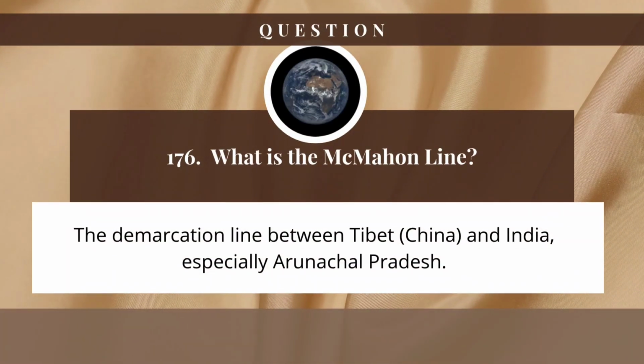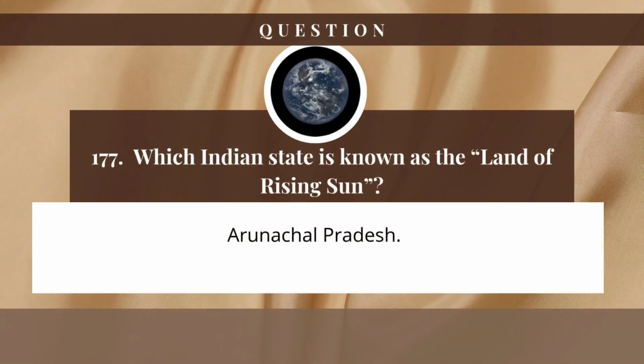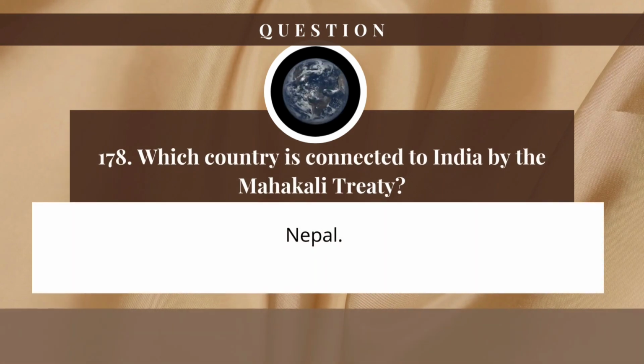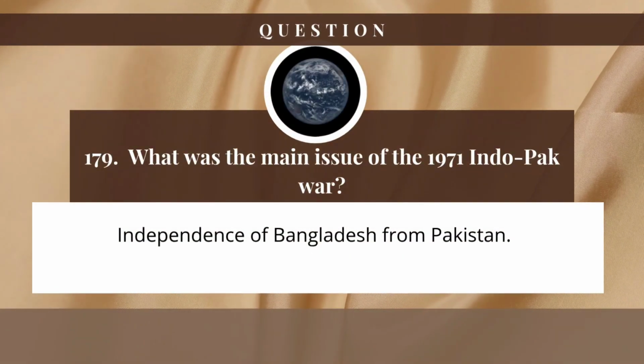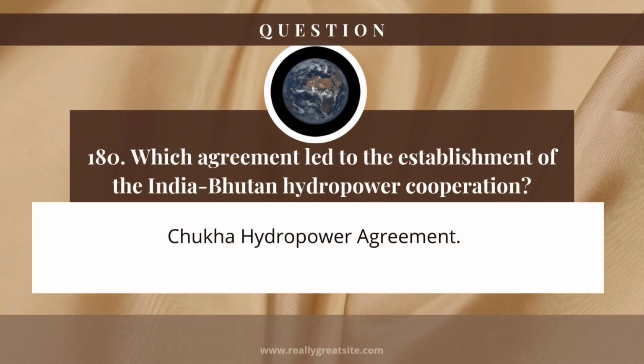176. What is the McMahon Line? Answer. The demarcation line between Tibet, China, and India, especially Arunachal Pradesh. 177. Which Indian state is known as the Land of Rising Sun? Answer. Arunachal Pradesh. 178. Which country is connected to India by the Mahakali Treaty? Answer. Nepal. 179. What was the main issue of the 1971 Indo-Pak War? Answer. Independence of Bangladesh from Pakistan.